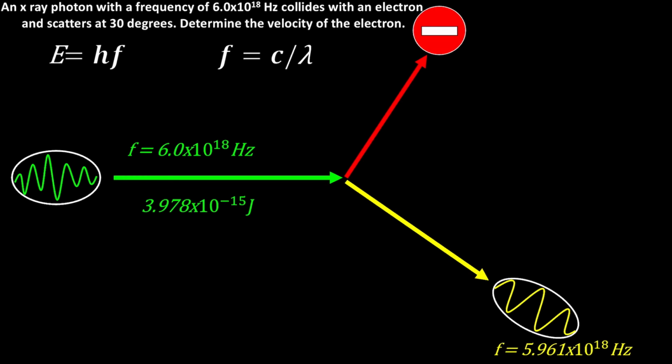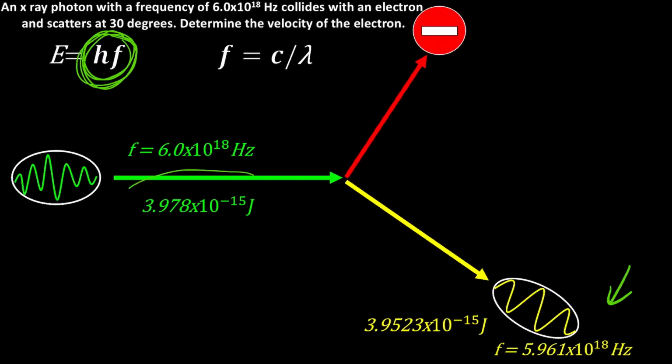The energy at the start, again, is that frequency times Planck's constant, so just times h here in our equation, which gives me 3.978 times 10 to the negative 15 joules. Now let's figure out the energy at the end. Again, all we have to do is multiply by h since we have the frequency, and I get 3.9523 times 10 to the negative 15.